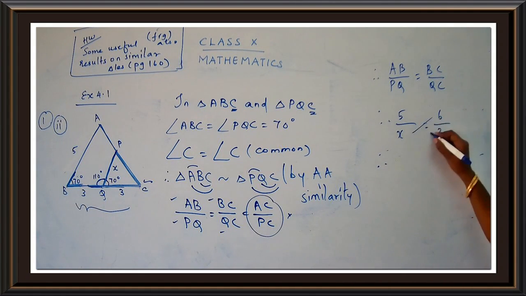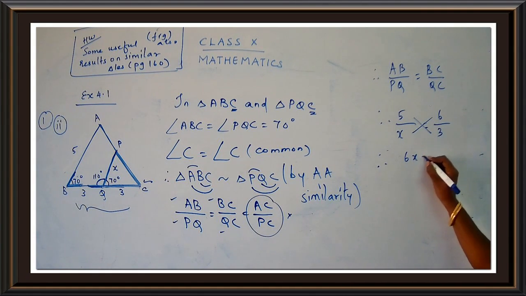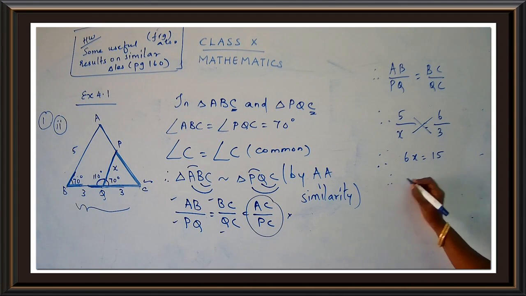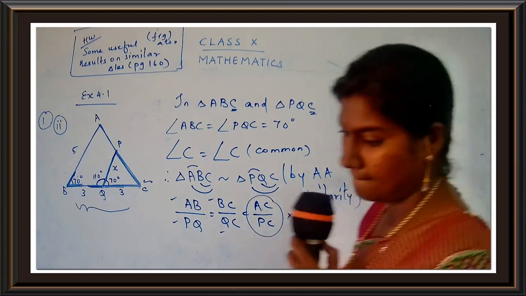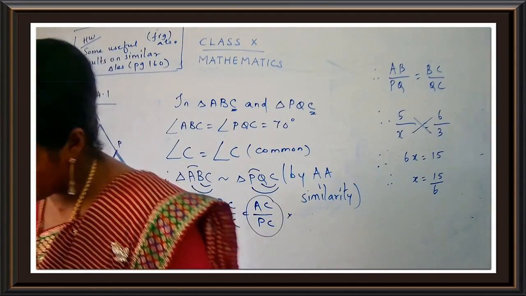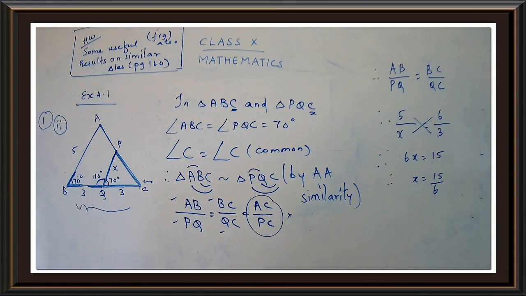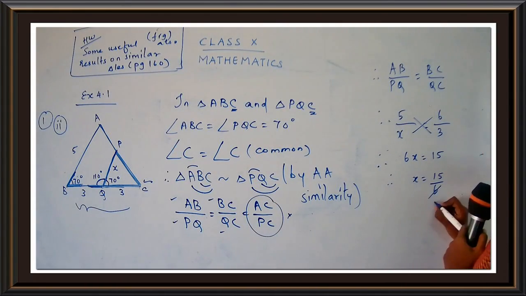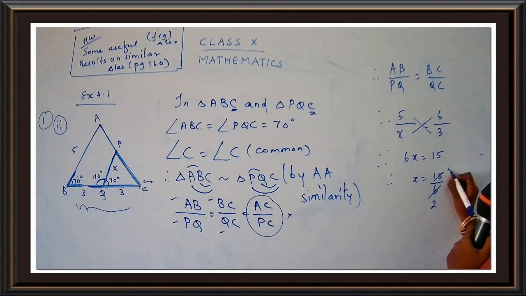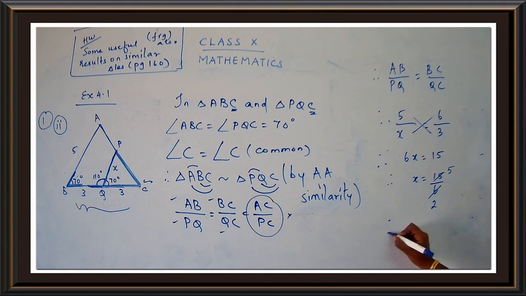So cross multiply. 6x is equal to 15. Therefore, x is equal to 15 upon 6. We can just simplify it further. We can just reduce it further. 15 upon 6. Try to simplify it. 3 2s are 6. 3 5s are 15. Therefore, x is equal to half of 5, 2.5.